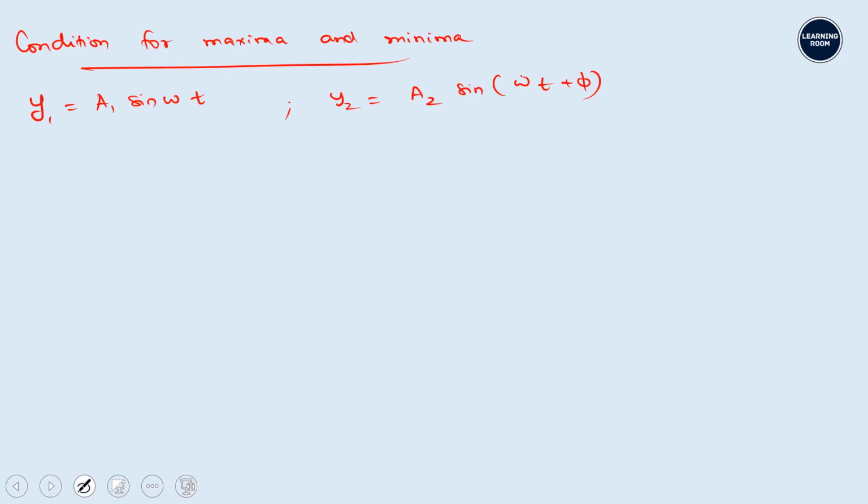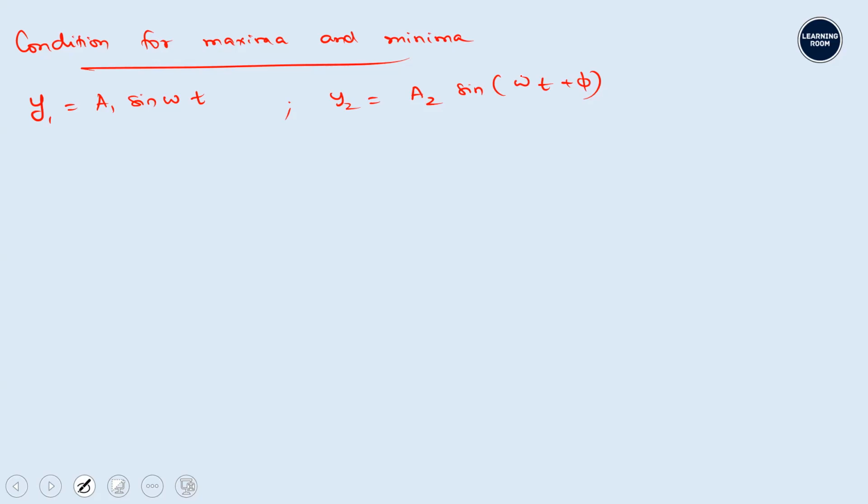So the waves would have either been y1 is equal to a1 sin omega t and y2 is equal to a2 sin omega t. Had it been in that scenario, then the phase difference would have been, listen to my question carefully. Had it been y1 is equal to a1 sin omega t and y2 is equal to a2 sin omega t, what is the phase difference? 0. Whereas in this scenario, what is the phase difference? Phi, which is a constant, right?